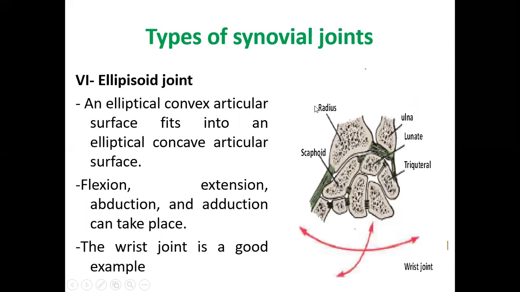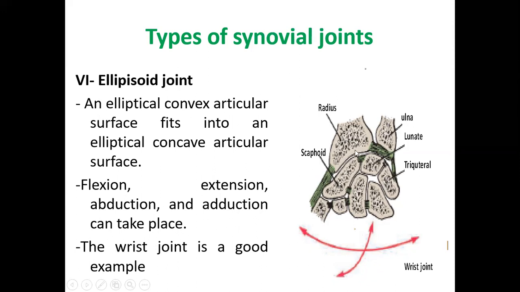Then the fourth type of synovial joint is called the ellipsoid joint. An ellipsoid convex articular surface fits into an ellipsoid concave articular surface. So here also there is a convex as well as a concave surface articulating with each other. Movements taking place are flexion, extension, abduction and adduction. So there are four movements here also. And the best example is the wrist joint.